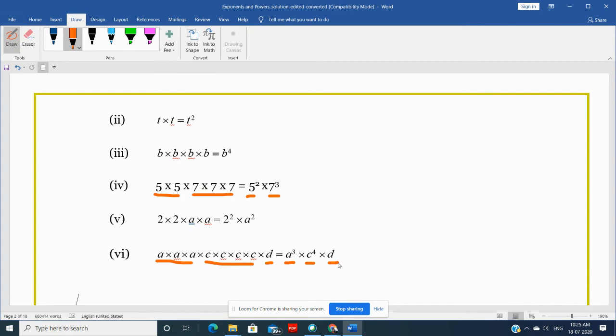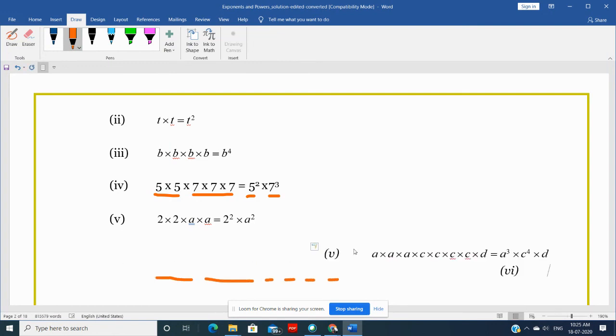One thing here very important is that if there is no power, it means 1. In powers and exponents, certain things you need to remember, and this is one of them, that when there is no power, it means 1. See these small things, but they are very helpful. It will help you in the next exercise.